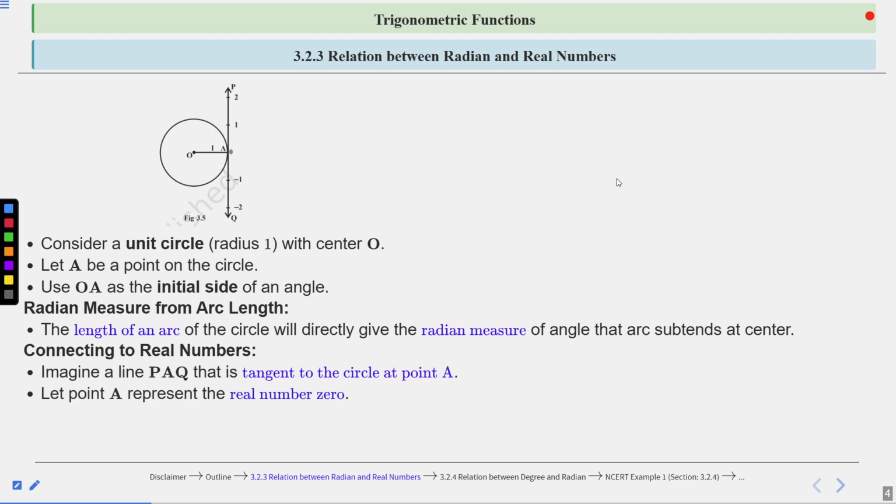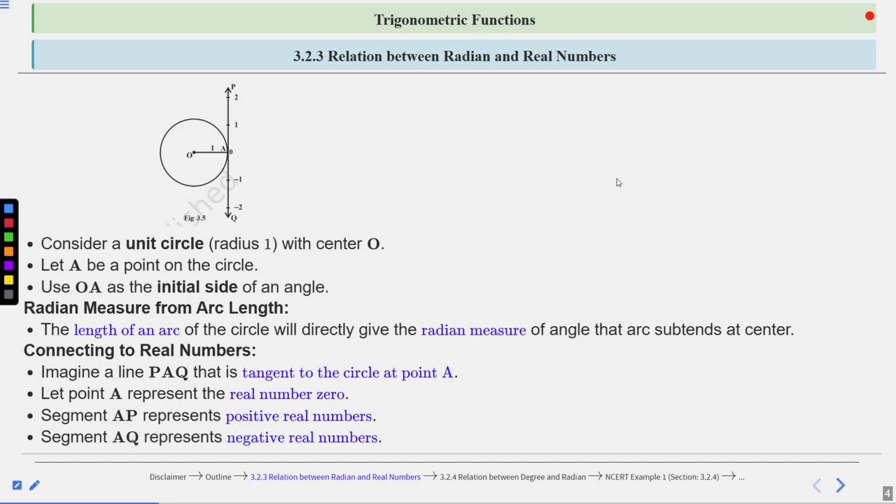And this A is on what number? Real number 0. So you are initially standing at the 0 point. Now this segment AP represents your positive real numbers, and AQ represents your negative real numbers. Clear? AP is positive, AQ is negative real numbers.